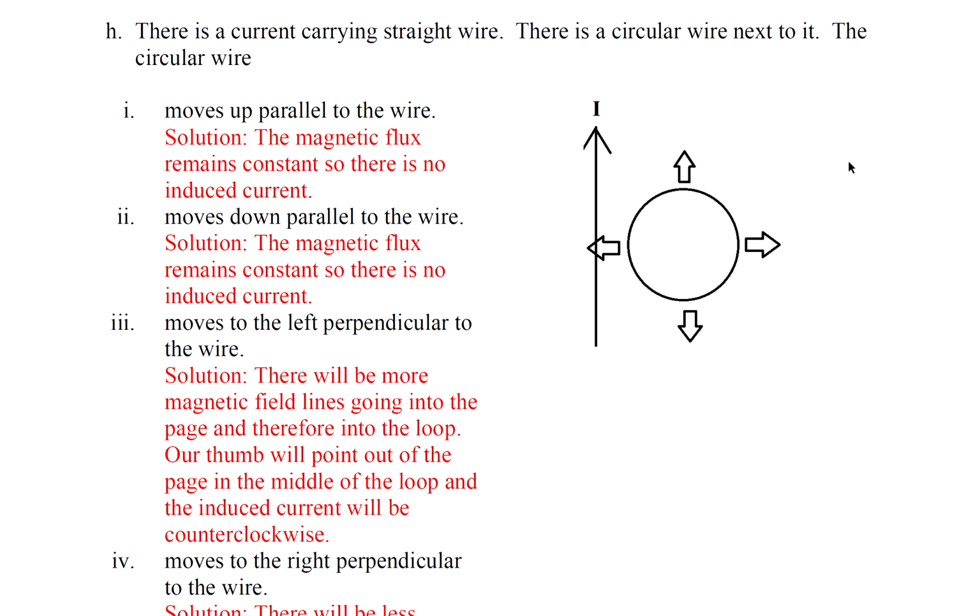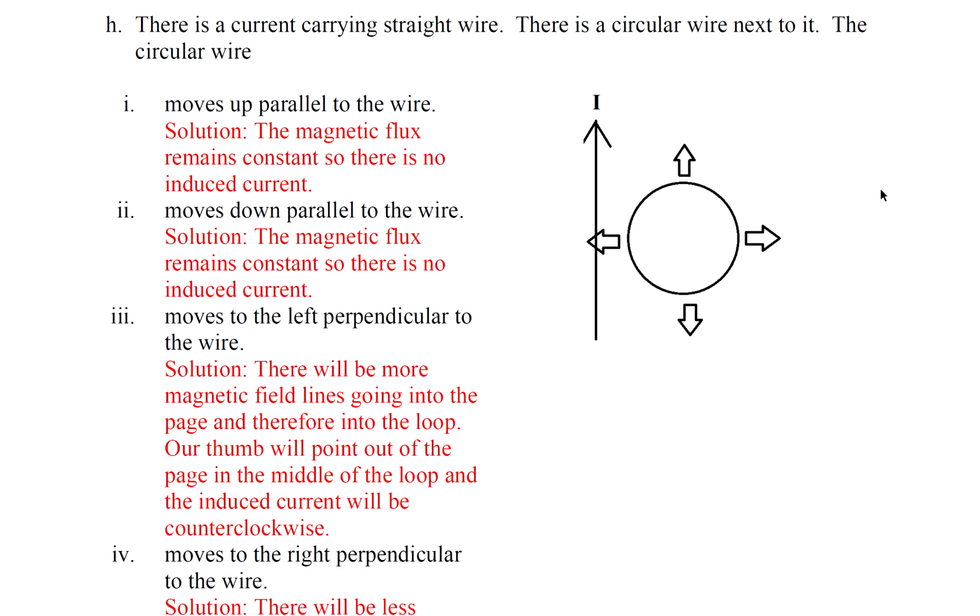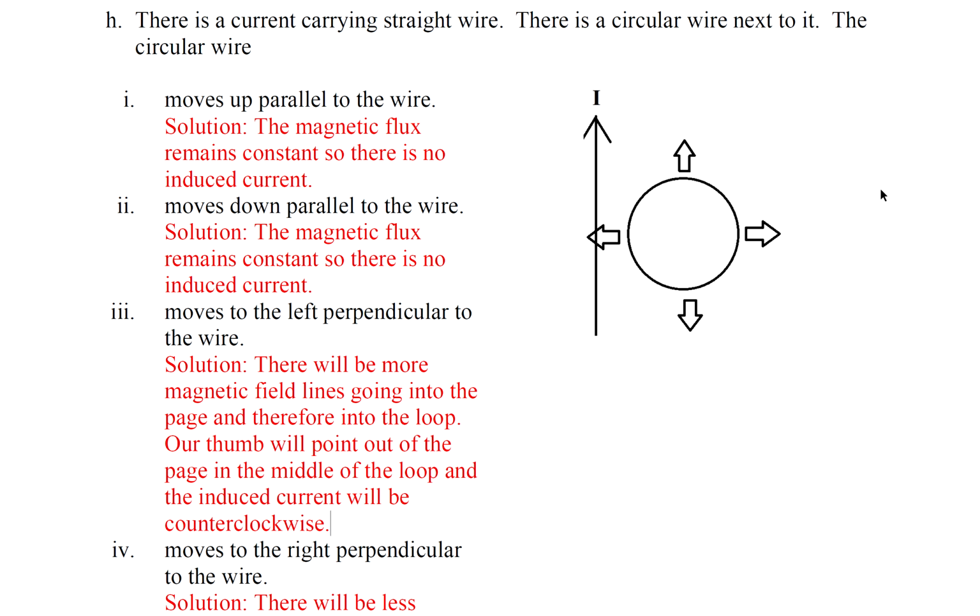Okay, part III. This loop moves to the left perpendicular to the wire. So there will be more magnetic field lines going into the page because we're going closer to the wire. Our thumb will point out of the page. And using our right hand, if our thumb points out of the page, the fingers are counterclockwise, because we want to resist change.